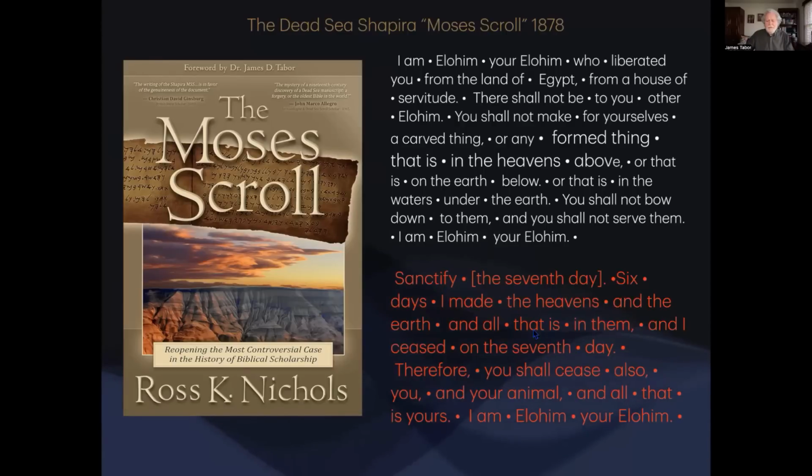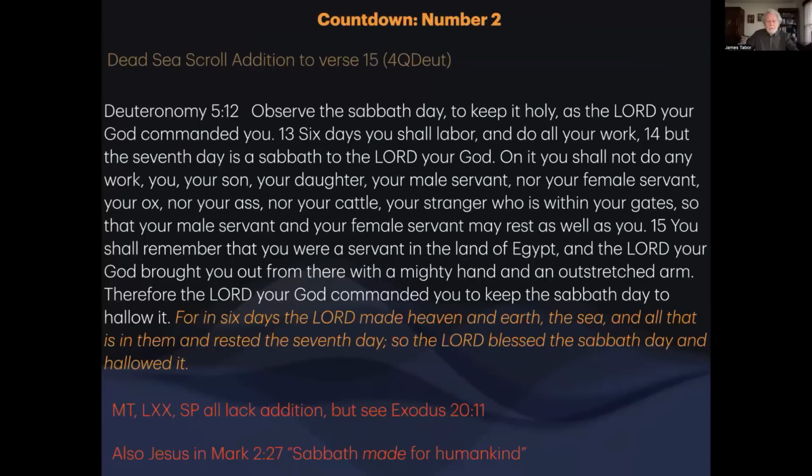Six days I made the heavens and the earth and all that is in them, and ceased on the seventh day. Therefore you shall cease, you, your animal, and all that is yours. I'm Elohim. So it's worded a little differently, but the reason this is a version of the Ten Commandments is that it has the other commandments as well, in somewhat different version, and it includes the reason, and it is a fragment from a version of Deuteronomy, maybe even earlier than the ones preserved in this previous slide right here.